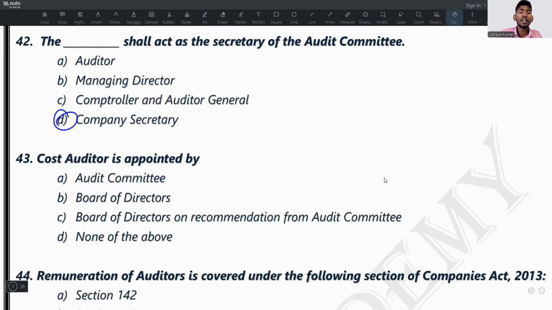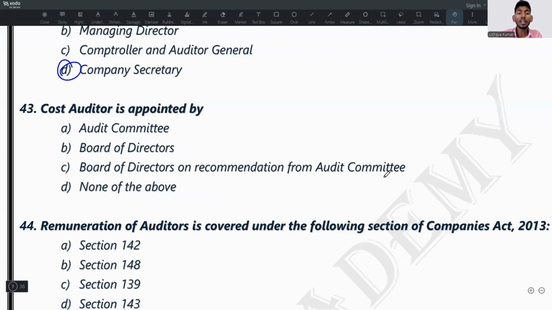So then, the cost auditor is appointed by whom? The cost auditor is appointed by the board of directors on recommendation from the audit committee. If you have watched our recorded classes regarding the cost auditor, we have told you multiple times. Here the cost auditor is appointed by the board of directors on recommendation from the audit committee.